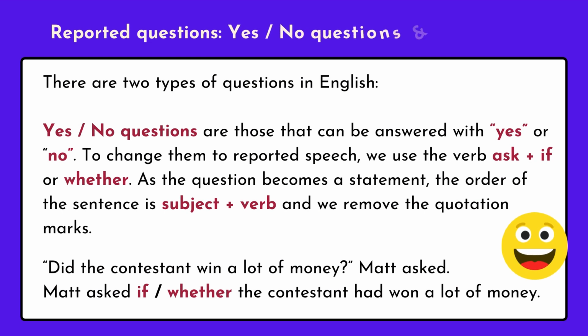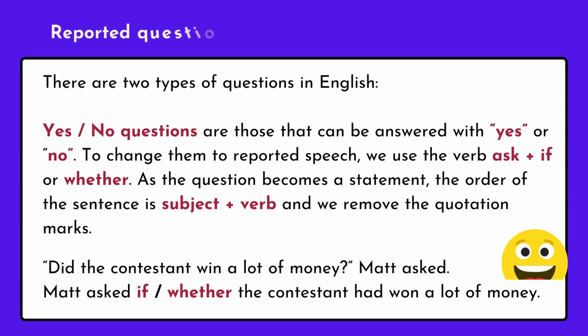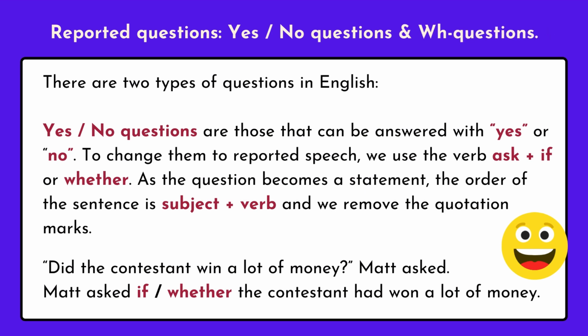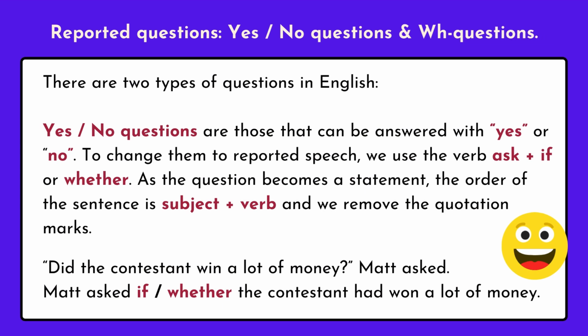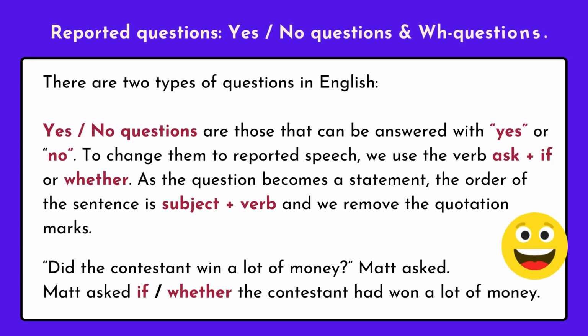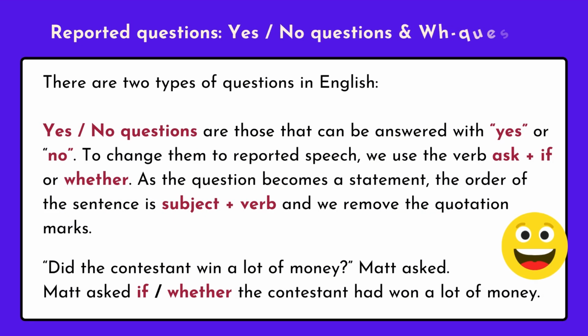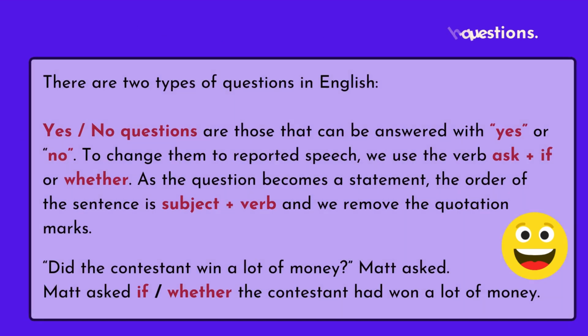Reported questions, yes/no questions and WH questions. There are two types of questions in English. Yes/no questions are those that can be answered with yes or no. To change them to reported speech, we use the verb ask plus if or whether. As the question becomes a statement, the order of the sentence is subject plus verb and we remove the quotation marks. Did the contestant win a lot of money? Matt asked. Matt asked whether the contestant had won a lot of money.